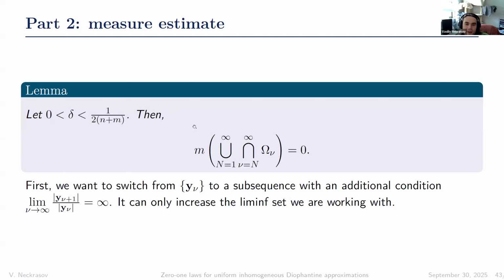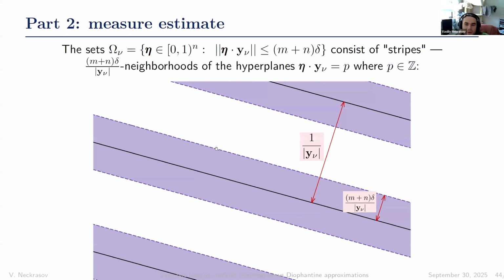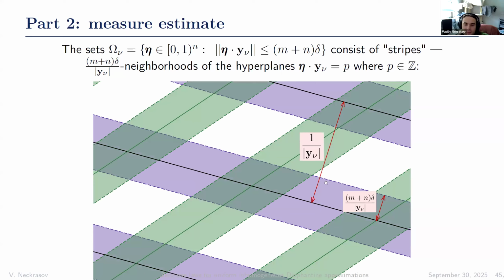And part 2, we need to actually estimate the measure of the lim-inf set consisting of these stripes. And the trick that we're doing here, the rest of the proof I will just show on the picture. So this is how the set omega nu looks like. As I said, they're evenly spaced stripes, and they are as close to each other as 1 over the length of the vector y nu. Now imagine that we take the intersection of this set of stripes with the next one, the one numbered nu plus 1.